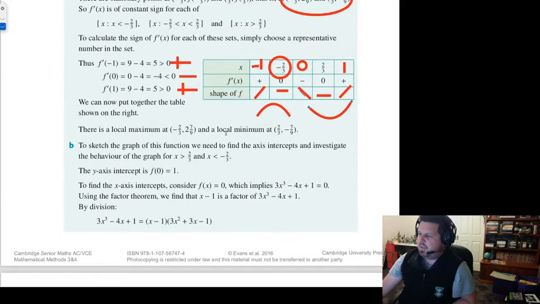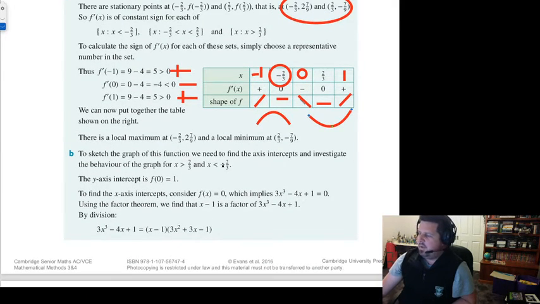Here's how I'd go about sketching the graph. We know what it's going to look like, where the turning points are. It's going to be a turning point here, and a turning point there. What they're going to do is also find out where the y-axis intercept is. When you're finding out what the y-intercept is, you need to make x equal 0. So substituting 0 into the function, we get 1. So it's going to cut the y-axis at 1.